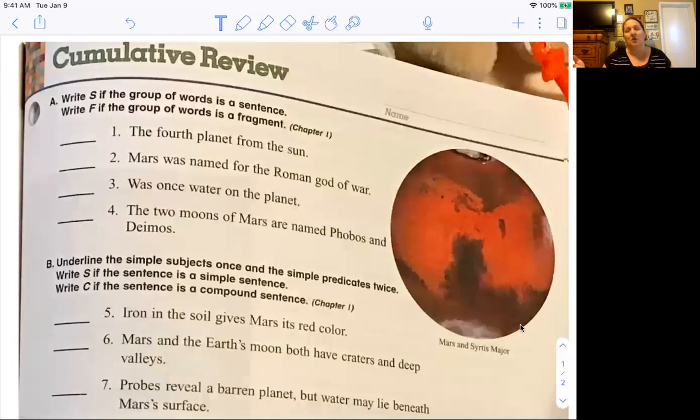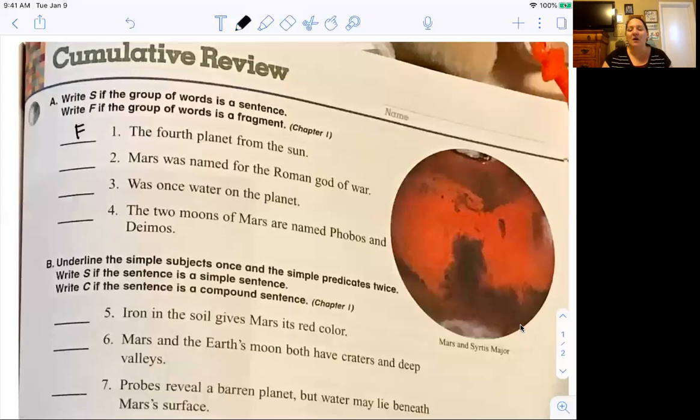Went to the store. Who went to the store? Subject is missing. Sarah and the dog. What about Sarah and the dog? The predicate's missing. So let's look at number one. The fourth planet from the sun. What about the fourth planet from the sun, right? We're missing a predicate. So that is a fragment.